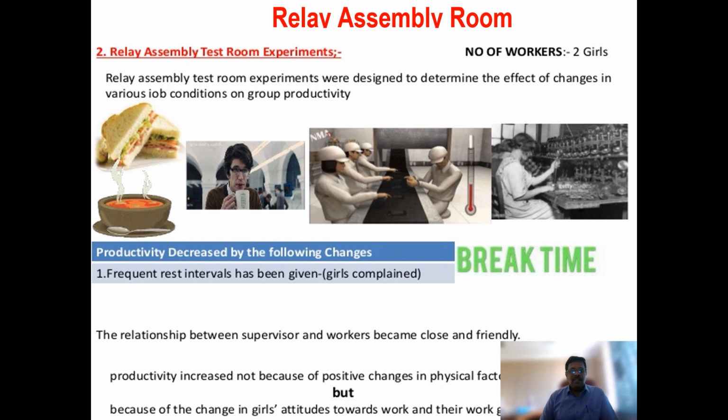Frequent rest intervals were given. The relationship between the supervisor and the workers became that of close friends. Productivity increased not because of positive changes in physical factors. So it is emphasized that attitudes towards work and the work group were the result of the relay assembly room study.